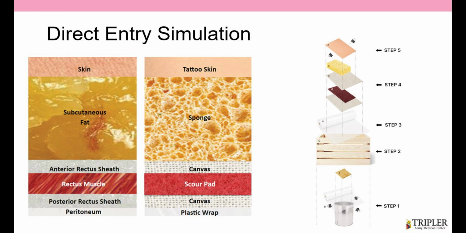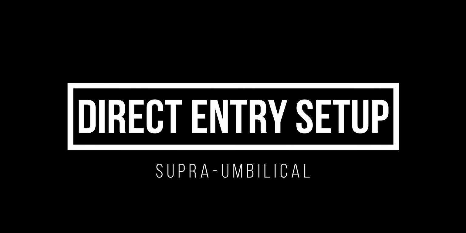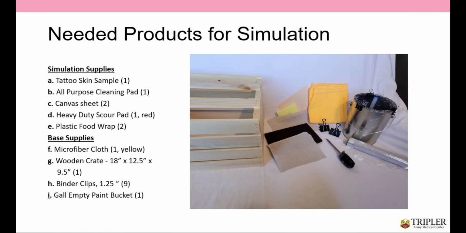Our direct entry simulation utilizes tattoo skin, a sponge, canvas, scour pad, canvas, and plastic wrap to represent the layers of the abdominal wall above the arcuate line. The needed products for the simulation are listed below.